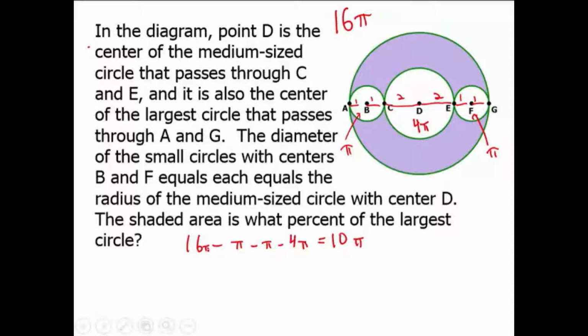And so the shaded area is 10 pi. The whole circle is 16 pi. And so 10 divided by 16 would be 5 divided by 8. So that's the fraction, but we want 5 divided by 8 as a percent. So writing that as a decimal, that would be 0.625, or 62.5%.